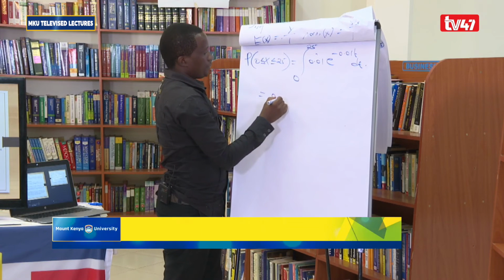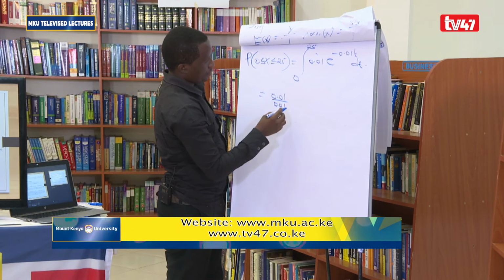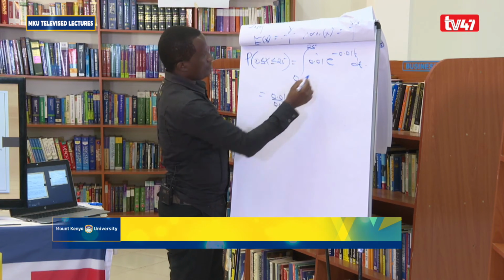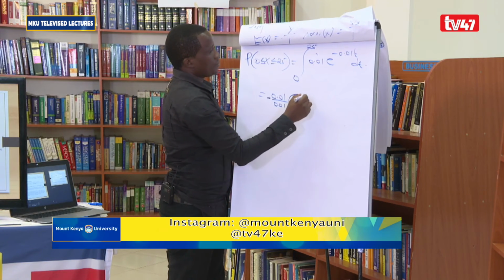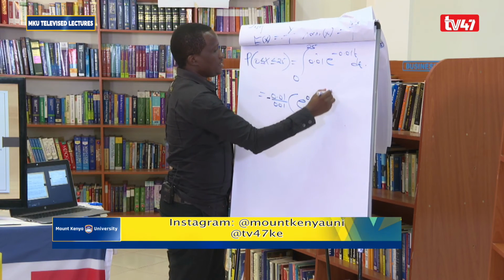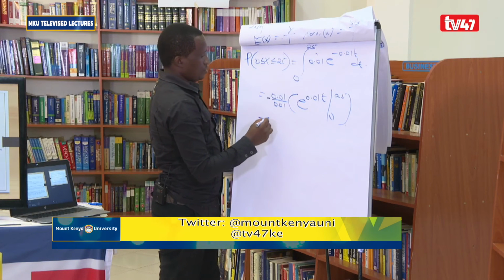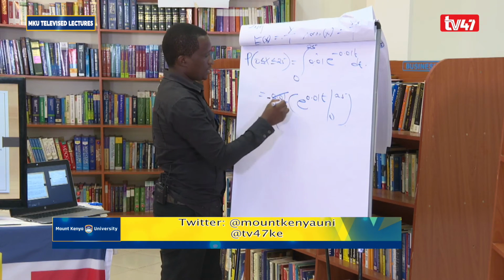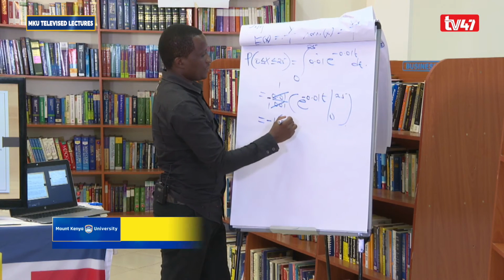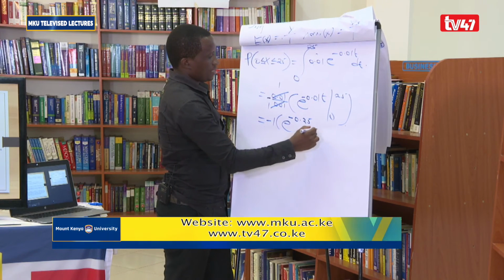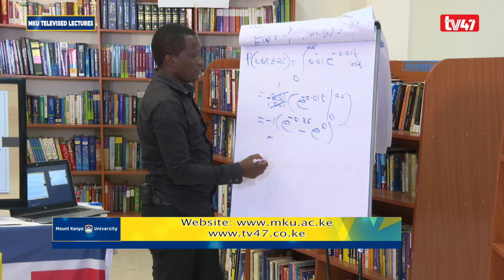So this will be 0.01 divided by 0.01, because we divide, that is a negative value. Then we have exponential 0.01 t, put limit 0 to 25. So this will be equal to negative 1, because this cancels to 1. Then if we put 25, this is a negative, we get exponential of negative 0.25 minus exponential of 0. Of course, this will be larger than this, and this will remove the negative.